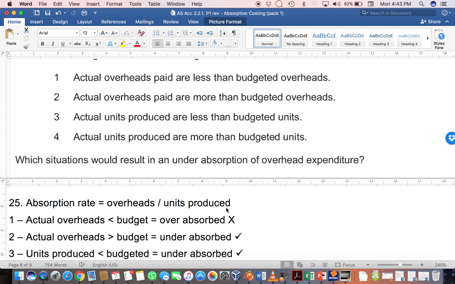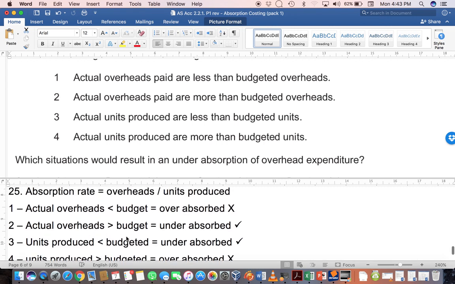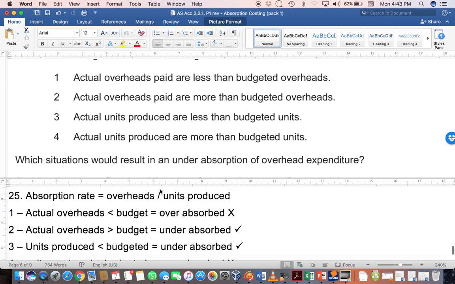Number two, if the actual overheads are higher than what was budgeted, it means that your numerator is higher than you expected, and therefore your absorption rate should have been higher, and so therefore things would have been under-absorbed.